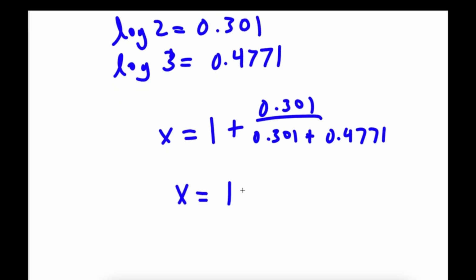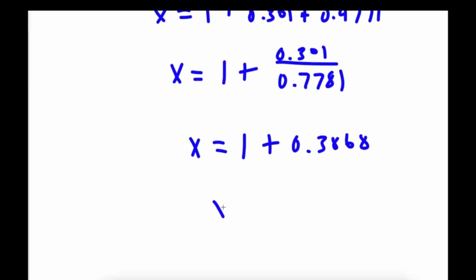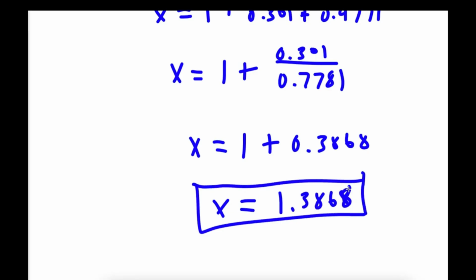So now I have x is equal to 1 plus 0.301 over 0.301 plus 0.4771, which is 0.7781. Now 0.301 over 0.7781 is 0.3868. And finally, 1 plus 0.3868 is 1.3868. So this is our answer.